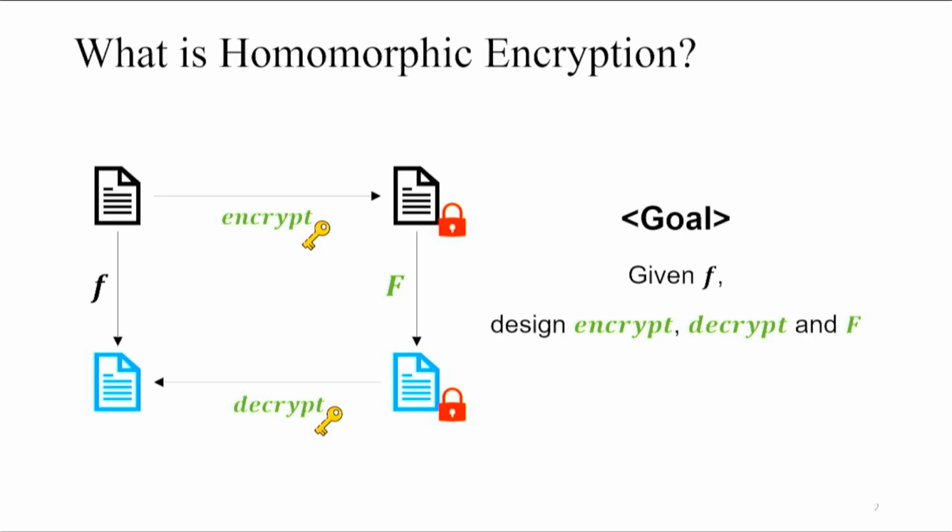First of all, let me briefly introduce what homomorphic encryption is. Let's assume that there is a function f that turns this black paper into this blue paper. In homomorphic encryption, what we want to do is to find the three functions, encrypt, large F, and decrypt, that first turn the black paper into a secure, encrypted black paper, then turn it into a secure blue paper, and finally, if you decrypt it, it becomes the blue one.